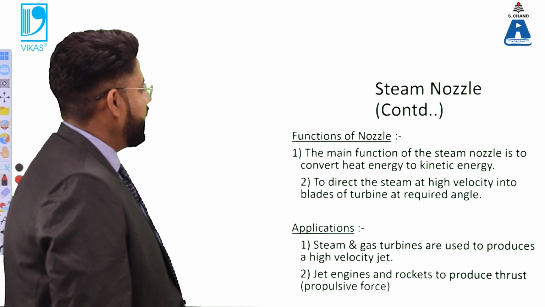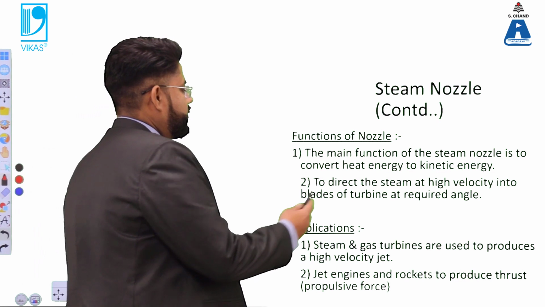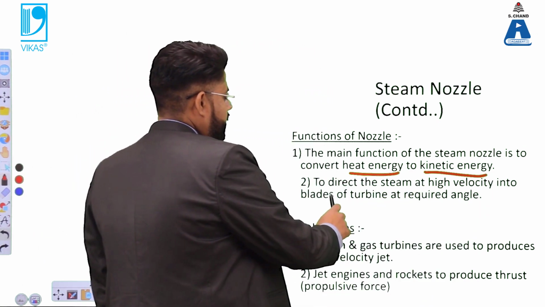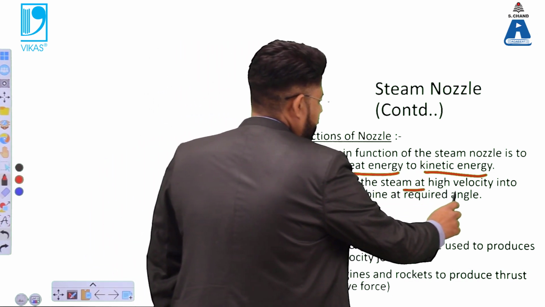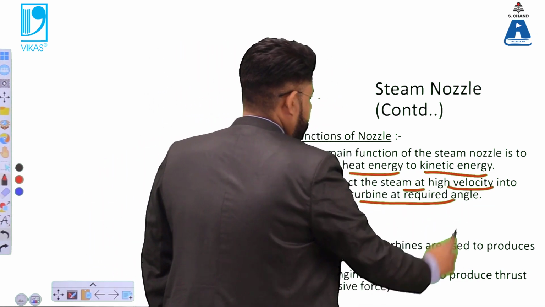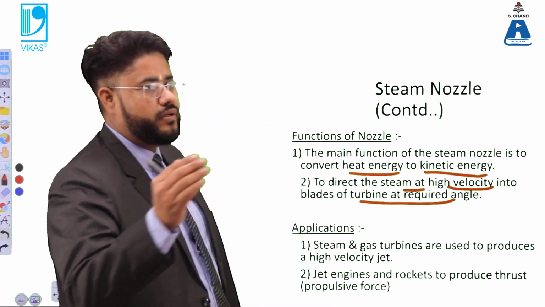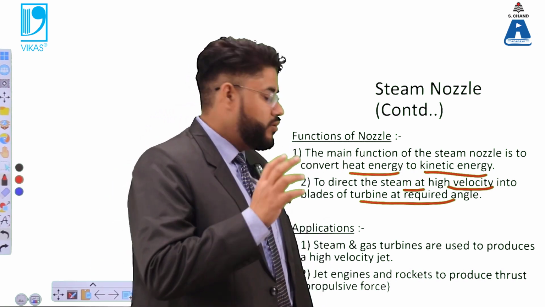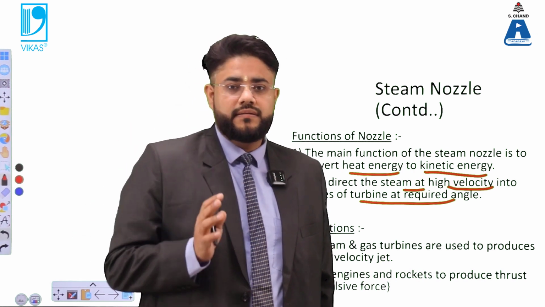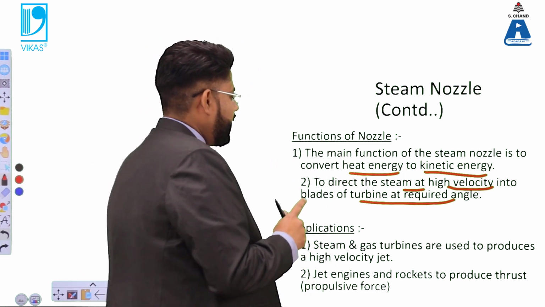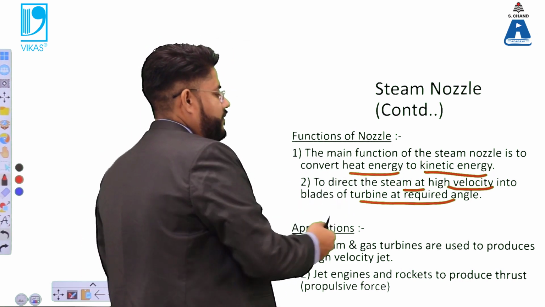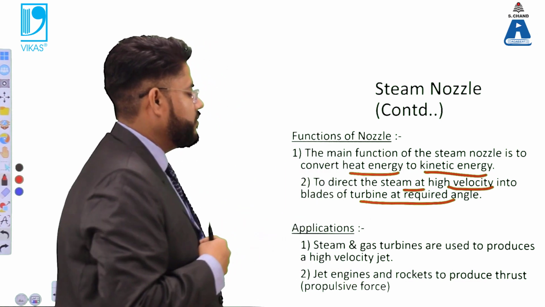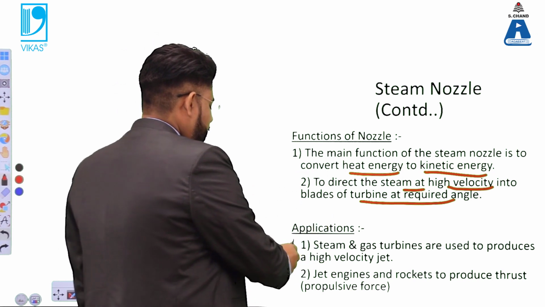Now we have certain functions of the nozzle. First thing, as I've told you, is that it converts this heat energy into kinetic energy, and another function is to direct the steam at high velocity onto the blades at the required angle. So we have certain blades in the case of the turbine, and those blades would be aligned at certain angles. Now, this nozzle will direct that high velocity jet onto the blades of the turbine at the particular angles.